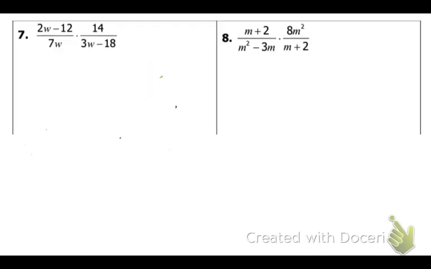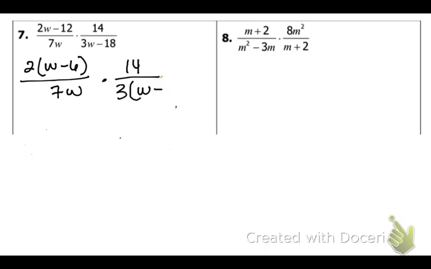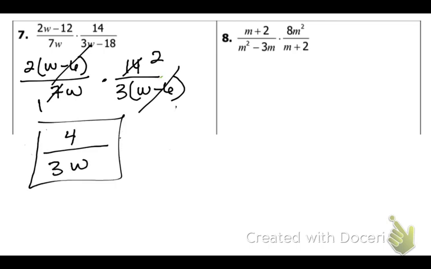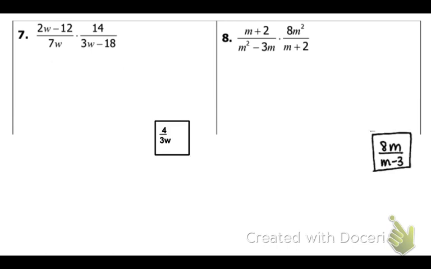Don't get confused, I totally forgot that 3 there. So w minus 6, this is what I had. 3w minus 6, these cancel out. Okay, so then you can simplify this one. I'm left with 4 and then 3w. If you don't want to cancel out the 7 and the 14, that's fine. You would just do 2 times the 14, gives you 28, and then 7 times 3, that gives you 21, and then you would simplify. So it's going to be the same thing. You get 4 over 3w for number 7.